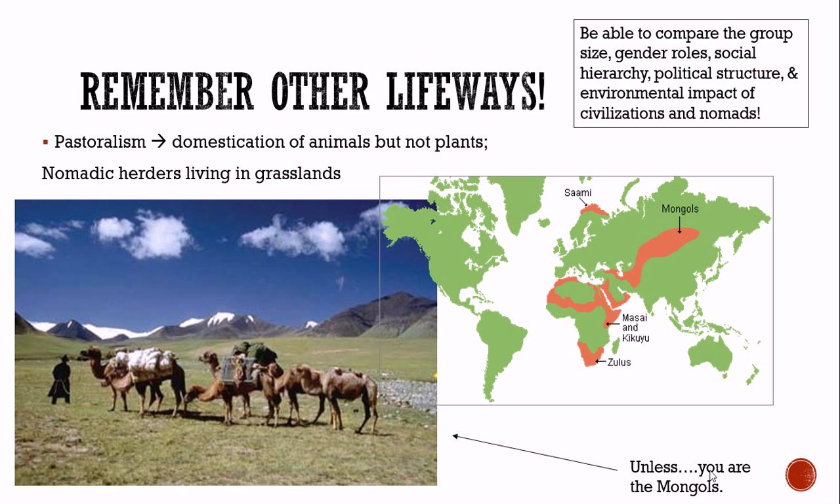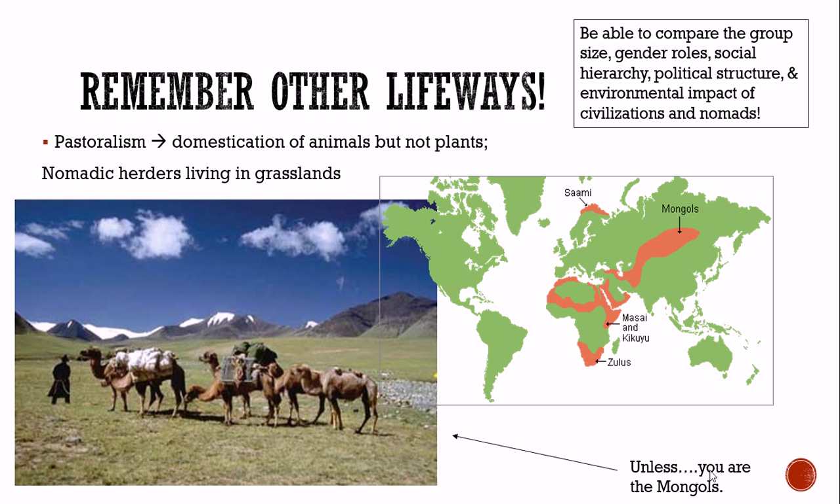We also discussed another really effective lifeway. Again, this is very dependent on your environment. If you happen to live in the Arctic tundra, then you're not going to be a farmer. You're probably going to be a pastoralist. If you live in a grassland like these guys here, these are the Mongols. They've got camels. Actually, these are camels called Bactrian camels. They have 2 humps, and they're kind of furry.